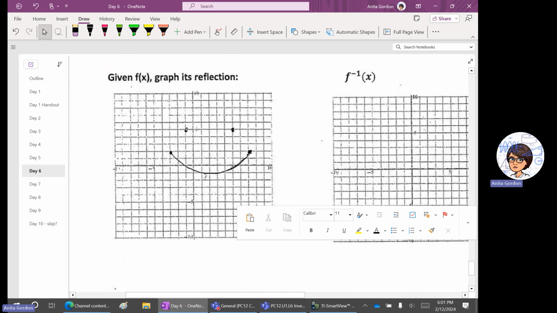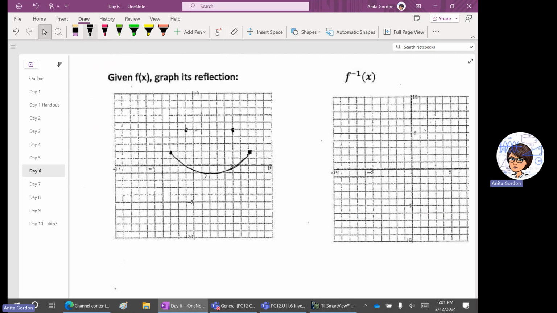Last one. This is our smiley face from one of our previous examples. Here are the eyes: (5, 5) and (-1, 5). I believe this was (-3, 2). Bottom of the lip was (2, -1). Top of the lip, let's see, that's a 5. So this is (7, 2).